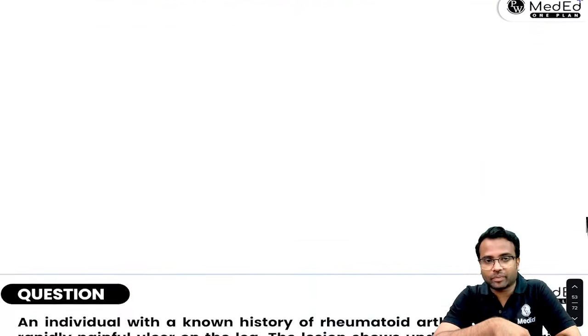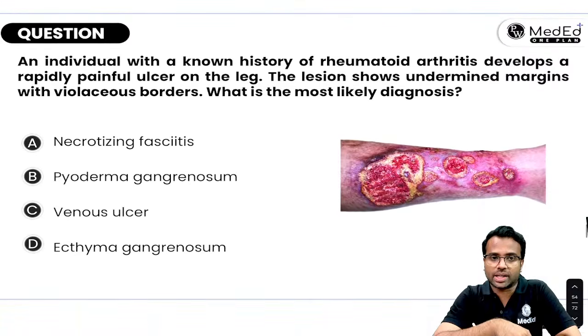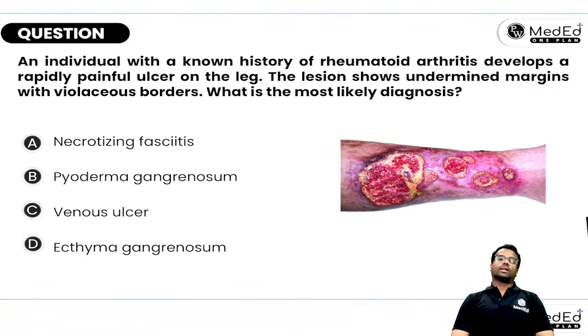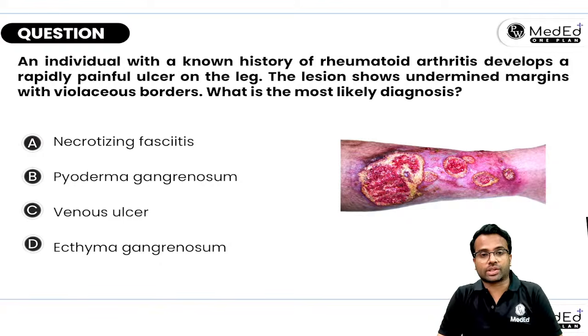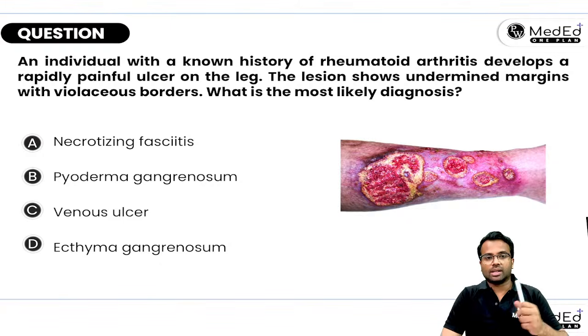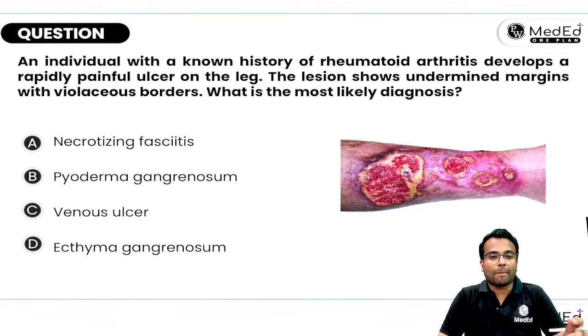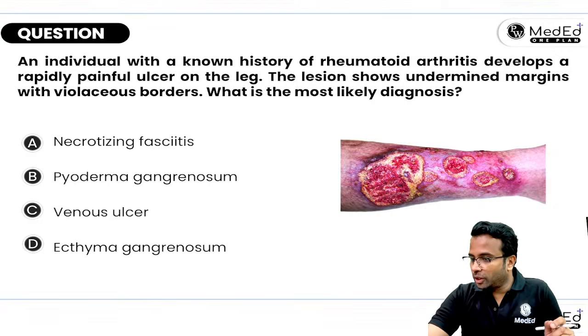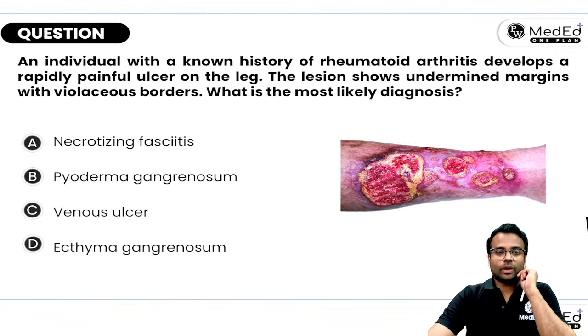Done. Yedla ready. We will talk about all the other options as well. Now let's see the next question. An individual with an unknown history of rheumatoid arthritis develops a rapidly painful ulcer on the legs. The lesion shows undermined margin with a violaceous border. What is the likely diagnosis? Sure, I get your point, Yedla. We'll do that. Don't worry.